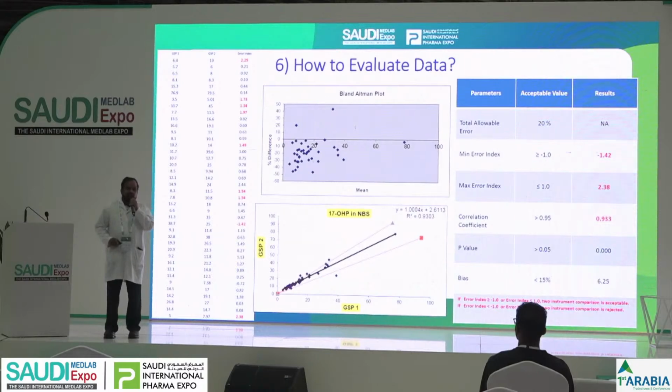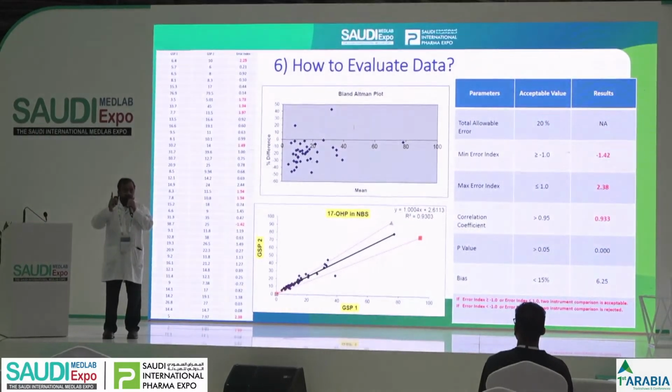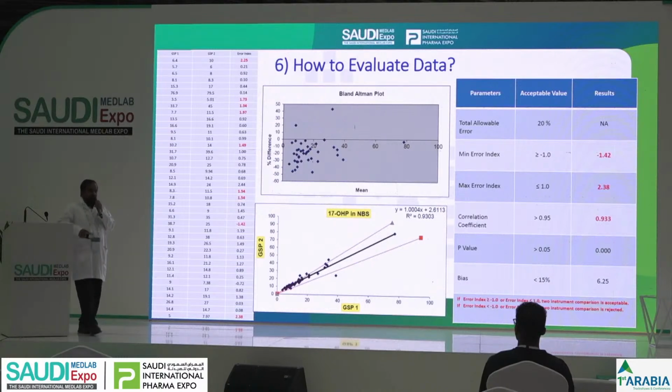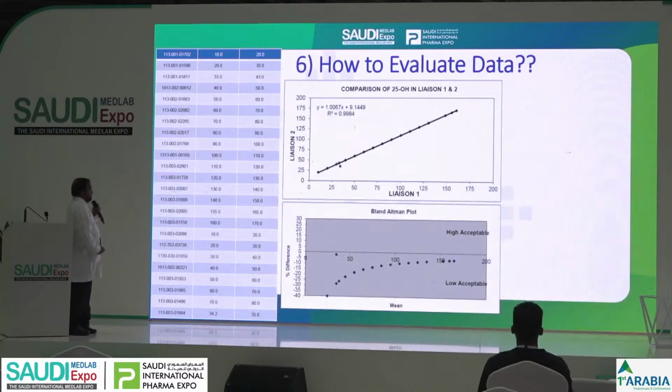So this comparison is not acceptable. And this error index will not be calculated if you don't have a total allowable error. So do not depend only on the R value. The R value has no meaning if you are not calculating the allowable error. Now let's see the next slide.